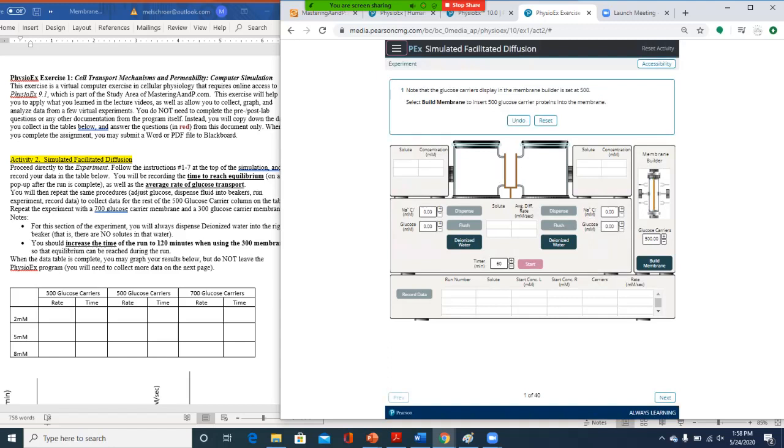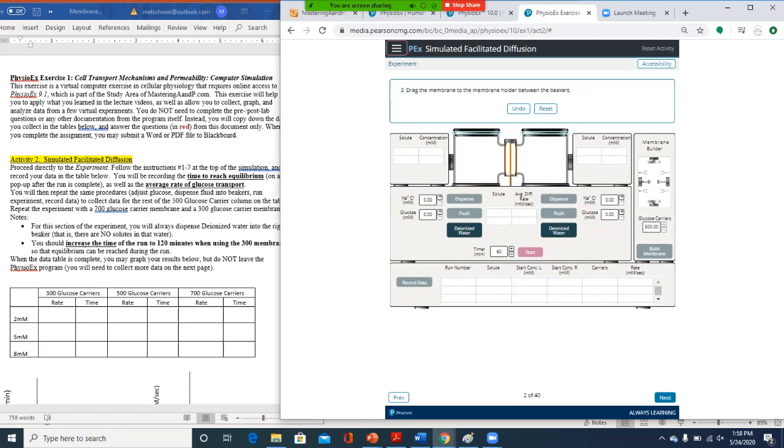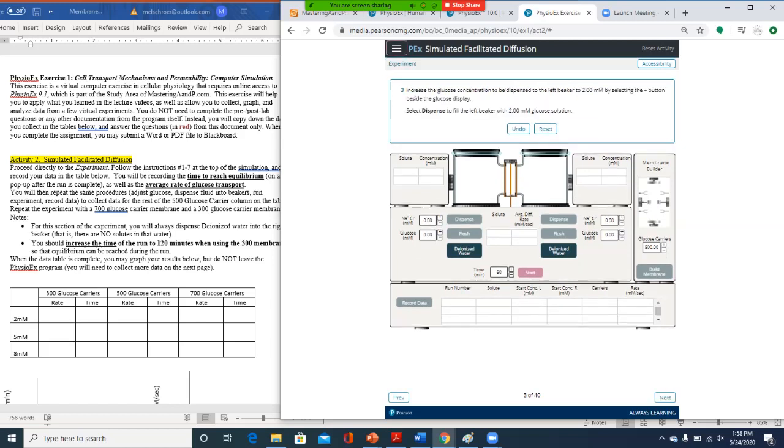And so just to give you a little bit of background here, these 2 beakers represent inside versus outside of a cell. And so we are inserting a membrane according to the instructions. And so the first step here is to set this membrane to 500 glucose carriers. Right, you're going to build it, and ultimately you are going to slide it over in between these 2 beakers. Right, when you're done, you click next. Right, so dragging the membrane, and again, this will be very thorough about telling you exactly what to do.